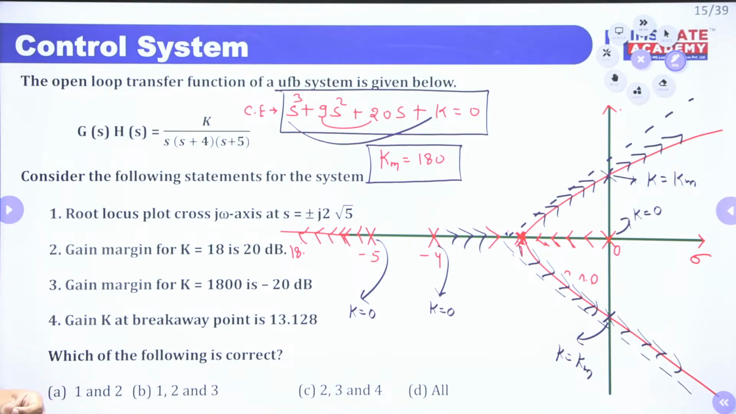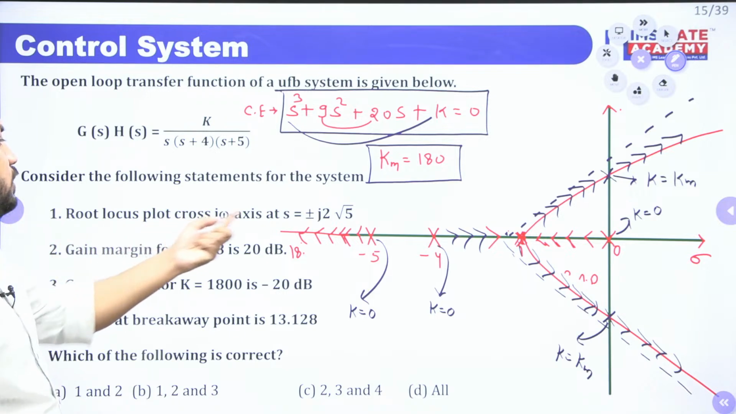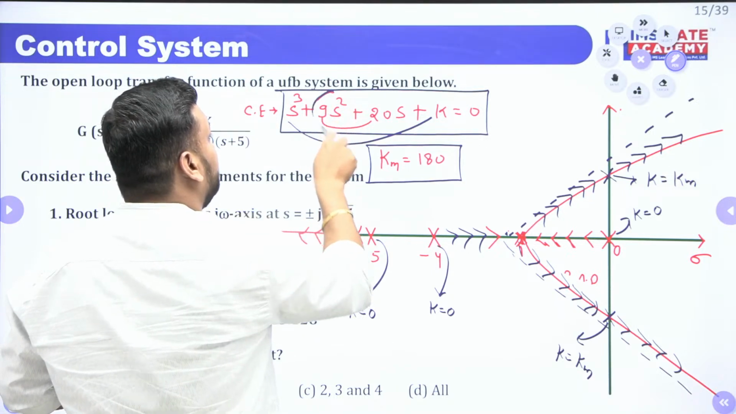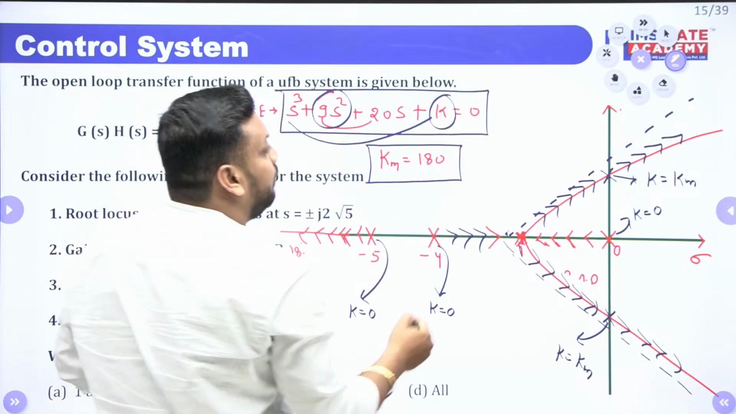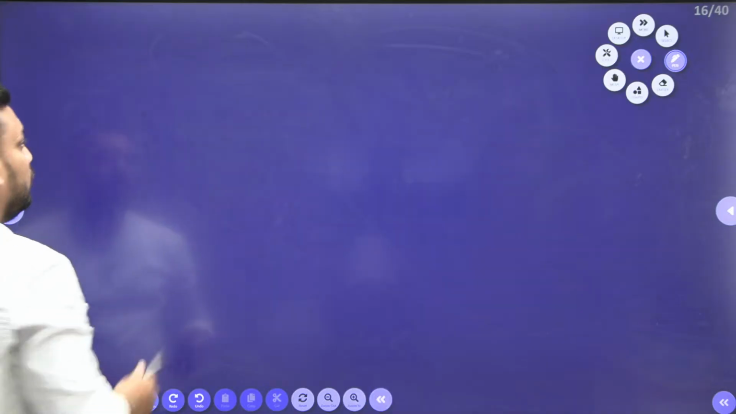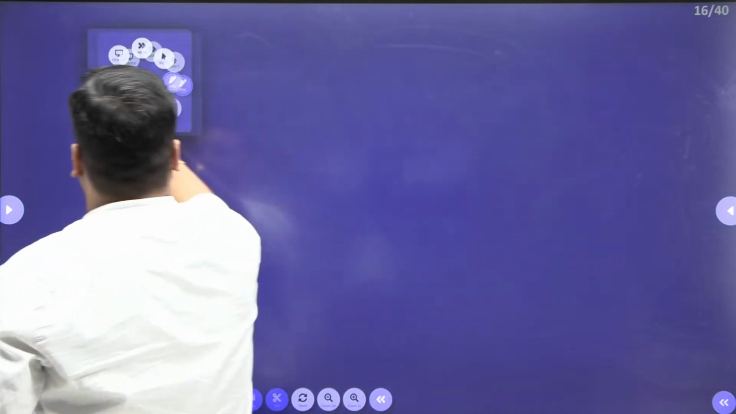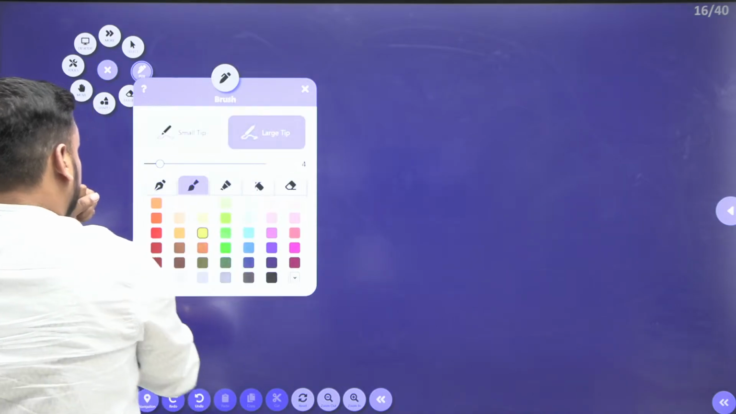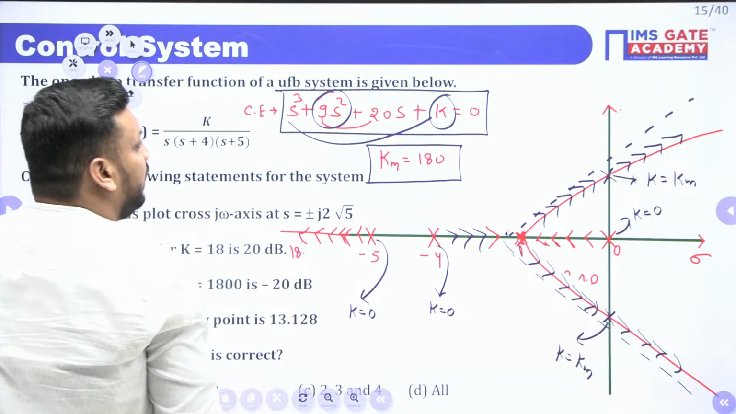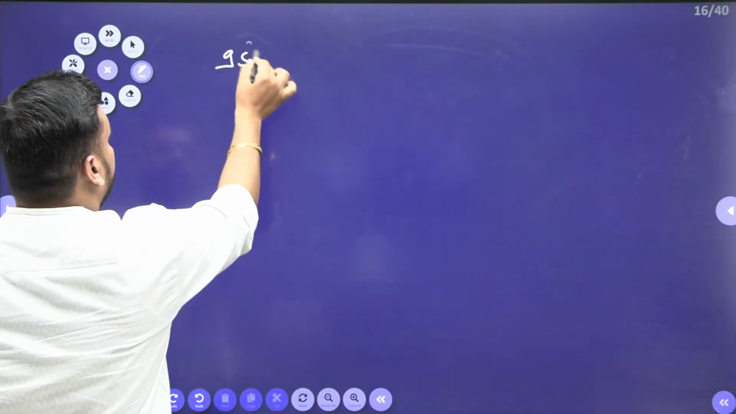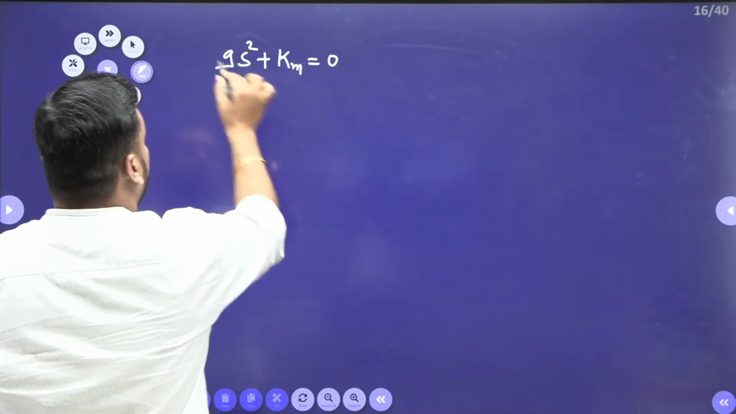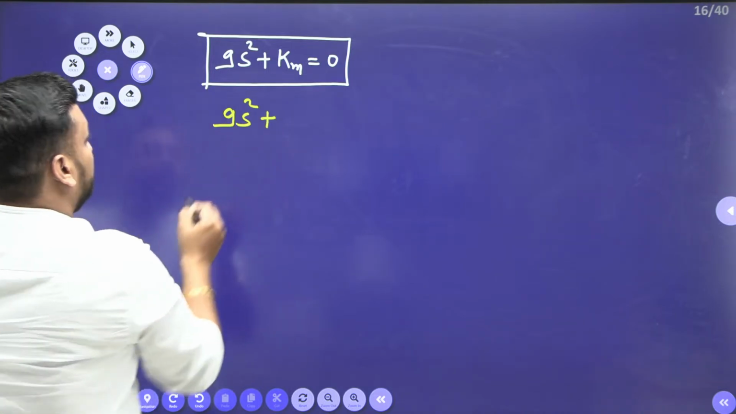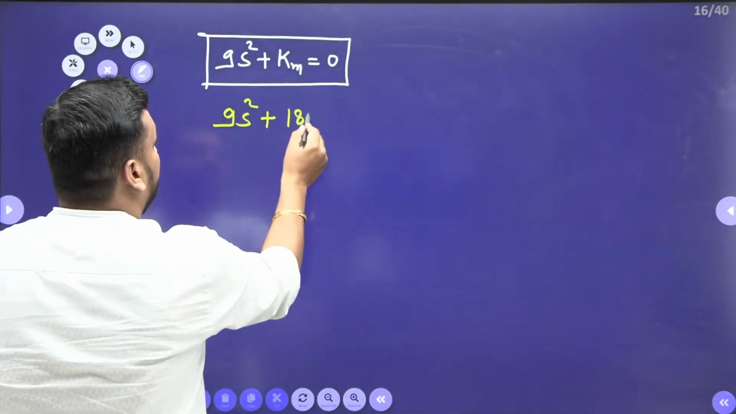Yes. Now it is given that the root locus crosses at plus minus j 2 root 5. If you want to find the auxiliary root, the auxiliary equation will be like this. Yeah, this is a trick. In my class, I told you this many times. So if you write this equation, what is the equation, guys? 9s square plus k. So I must write here 9s square plus km equal to 0. This will give you the roots of the auxiliary equation. What is km? 180. So here it is 180 equal to 0.